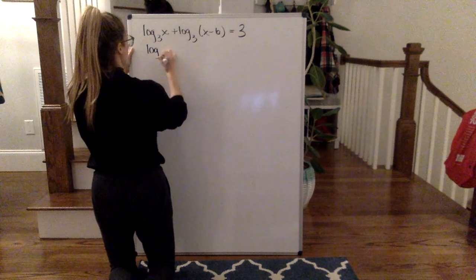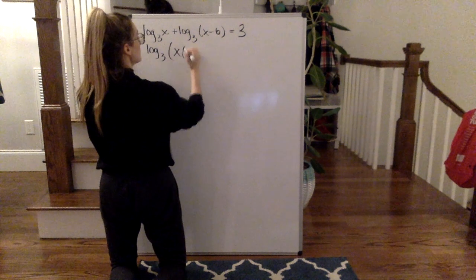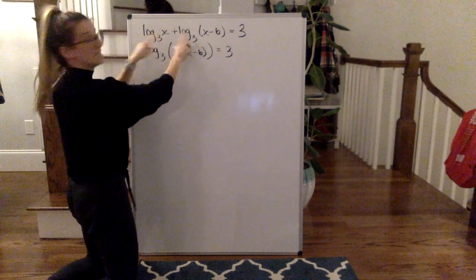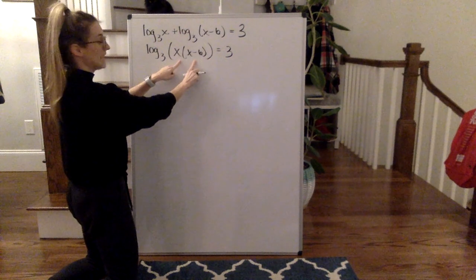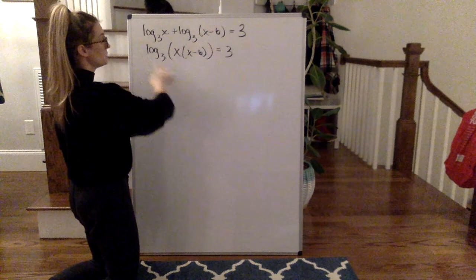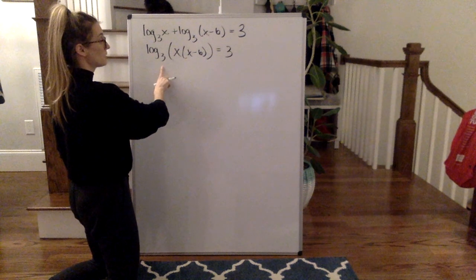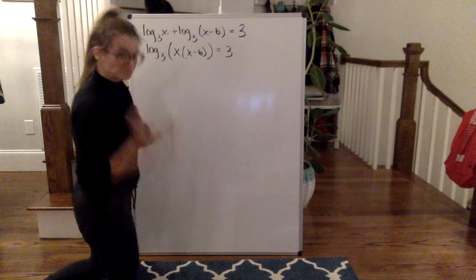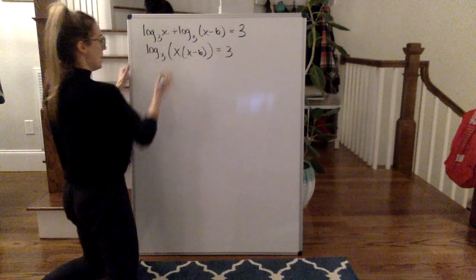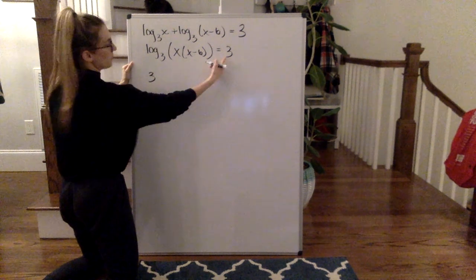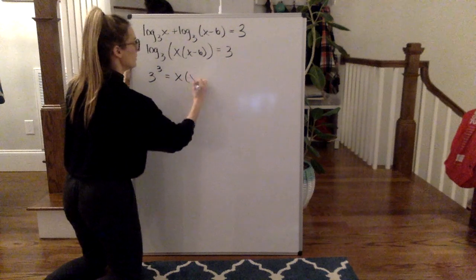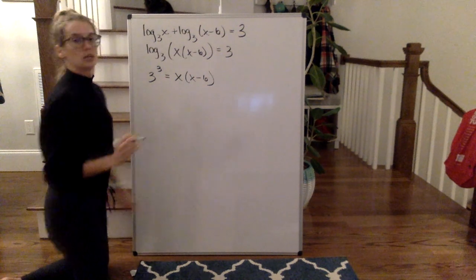I have log base 3 of the quantity x times x minus 6 equals 3. So addition of 2 logs with the same base becomes multiplication inside of a single log with that base. So right here, I've turned this equation into a single log, log base 3 of some quantity equals 3. This is awesome. We're ready to actually turn this into an exponential equation. So to do that, I'm going to take this base of 3, raise it to this power of 3, and set it equal to the entire inside of the log. It's great. I'm turning it into an exponential.